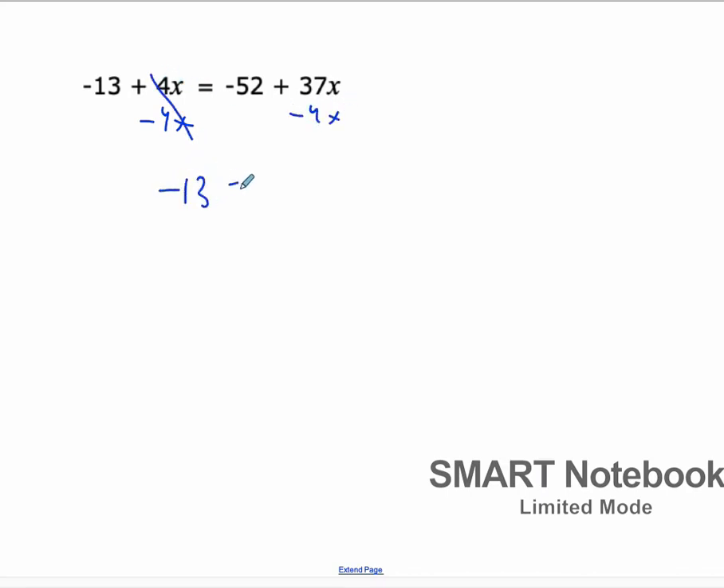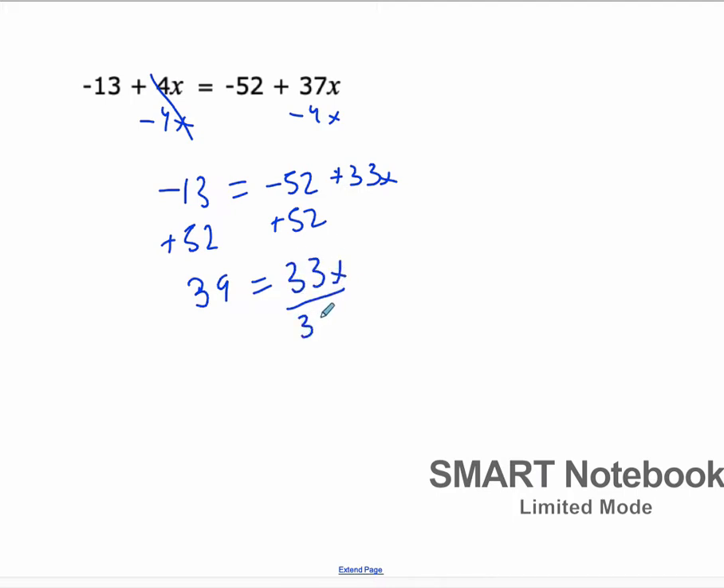And then we've got negative 13 equals negative 52 plus 33x. Then we're going to add 52 to both sides. And we have 39 equals 33x. And then I'll divide by 33. Then we get a fraction where I can simplify by dividing numerator and denominator by 3. And we get 13 out of 11 is our fraction in simplest form.